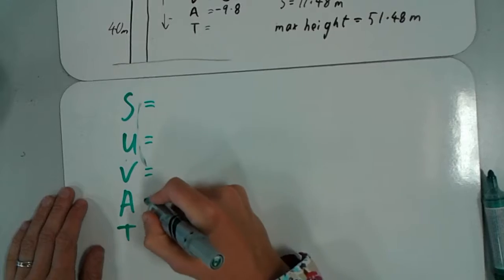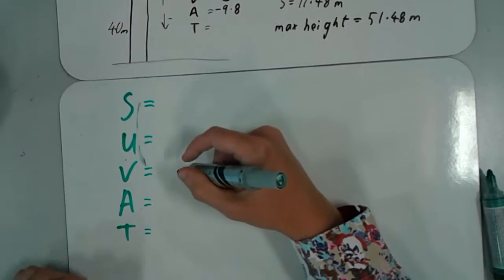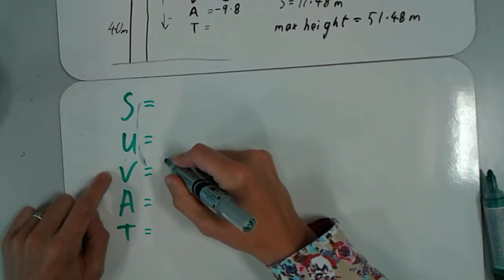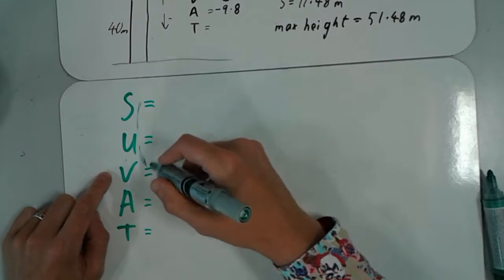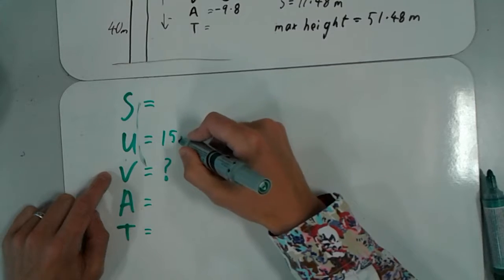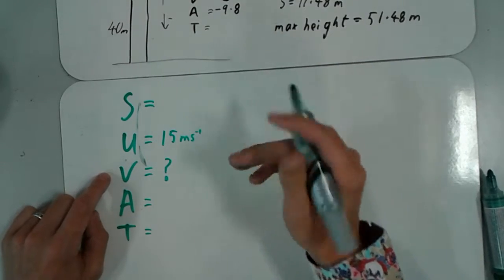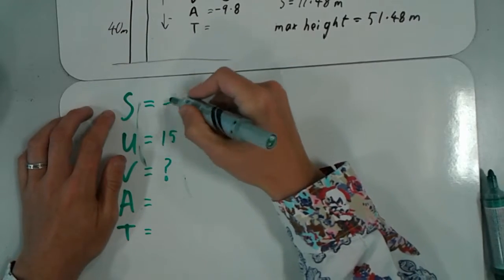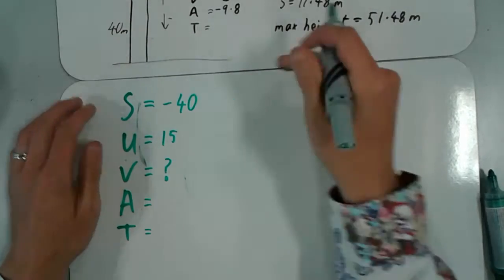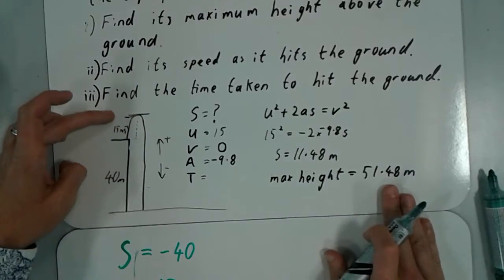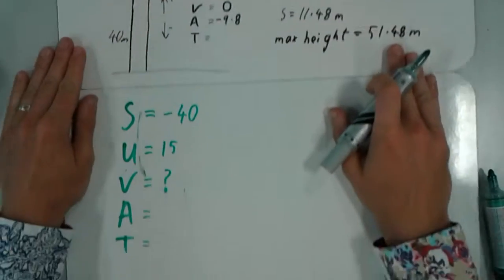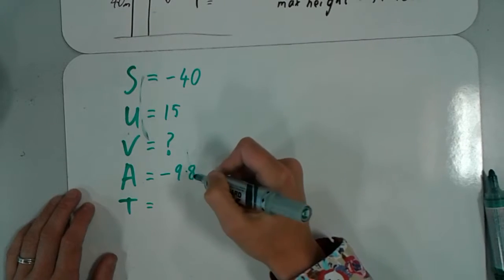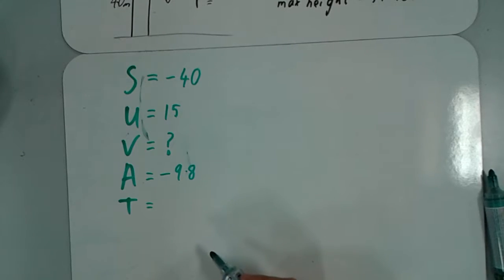So as it hits the ground, again, its speed when it hits the ground, or velocity when it hits the ground, sorry, is what I want to know. I know it was thrown at 15 metres per second. Again, don't worry about units here. And its displacement, I know that will be negative 40. Looking at my sketch, it will have moved down 40 metres. Acceleration is minus 9.8. Time, I don't really care about.